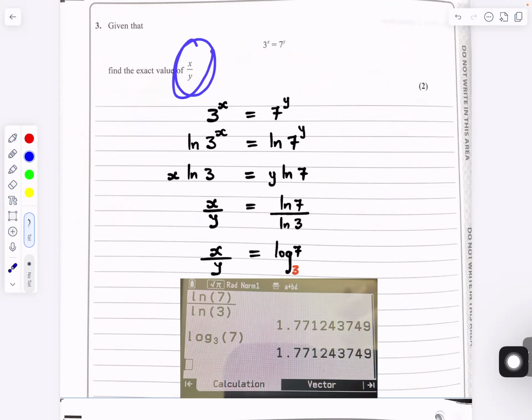Since we want x divided by y, we take y to the left, becomes x divided by y. And we take ln 3 to the right, it becomes ln 7 divided by ln 3. That's the answer. And you can write it as log of 7 to the base 3, which is still the same. And you can check in the calculator, they give the same answer. Ln 7 divided by ln 3 is 1.77. Log of 7 to the base 3 is 1.77.